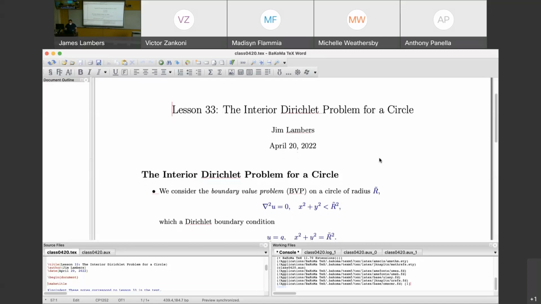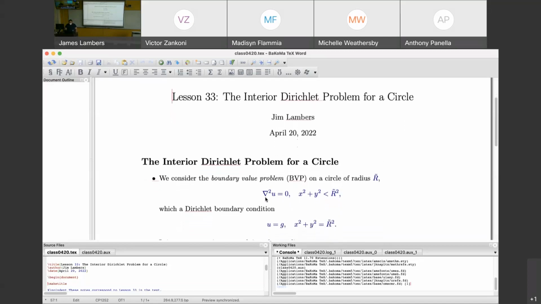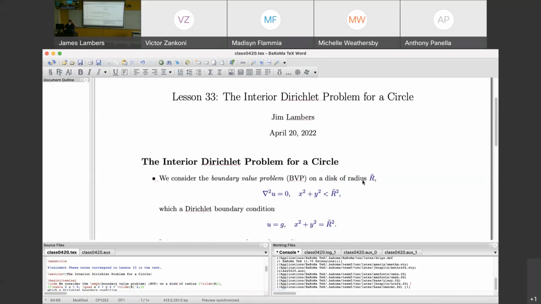So here's a problem under consideration. Laplacian of u is 0. And we're going to solve it on a disk of radius r tilde, so the domain satisfying this inequality. It turns out I'm going to need capital R with no tilde later on, which is why I have the tilde here. So r tilde indicates the size of our domain.